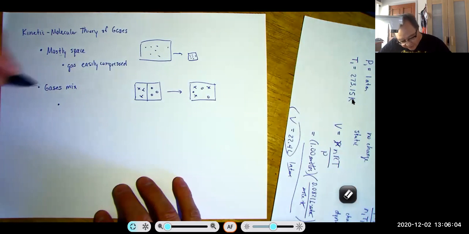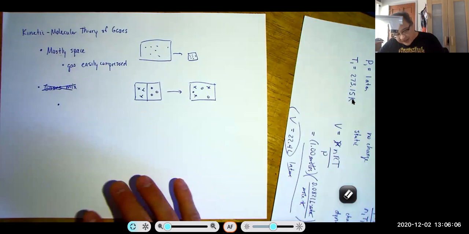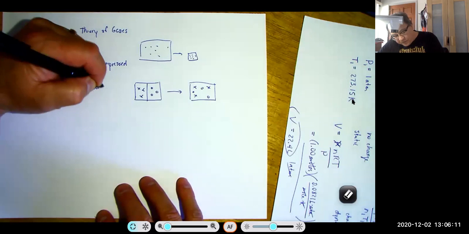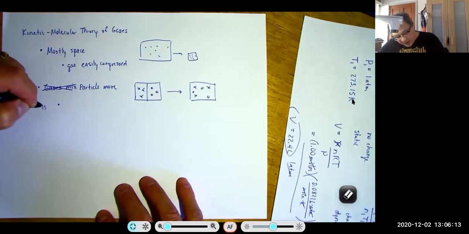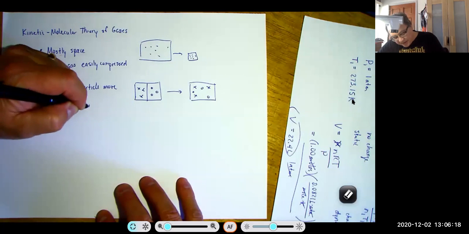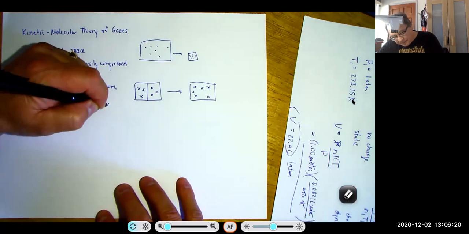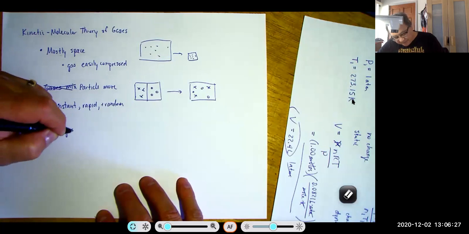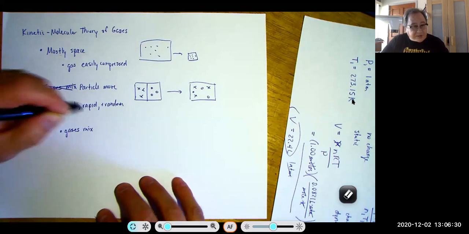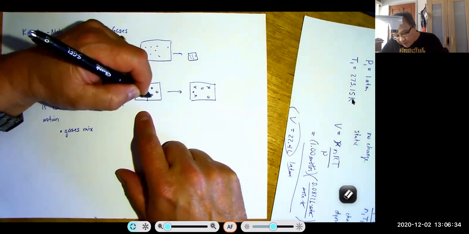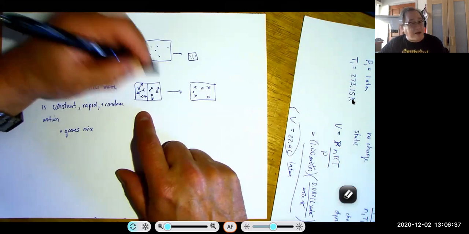And actually, I gave you this the wrong way. I should say the particles move in constant, rapid, and random motion. And so here, gases mix. The thing that's missing from this drawing is that these particles are moving, and they're moving in straight lines until they hit something, and then they bounce off.